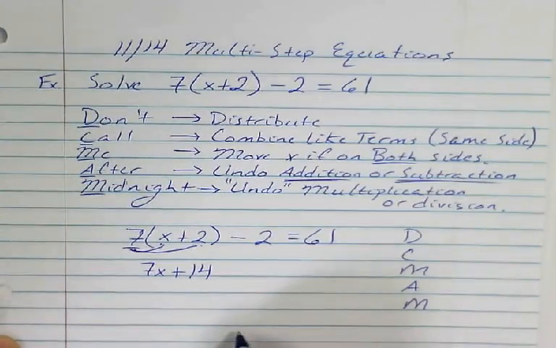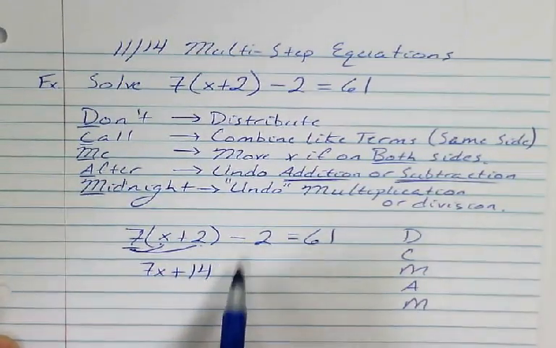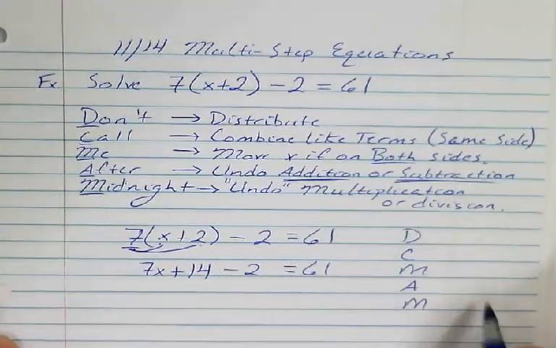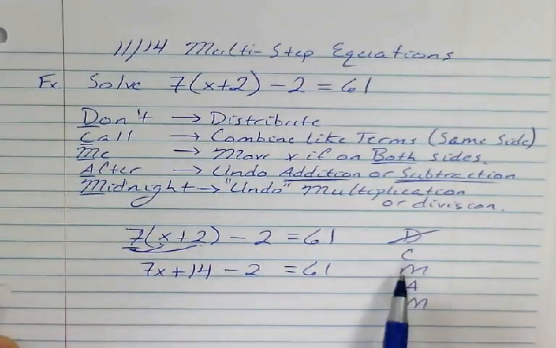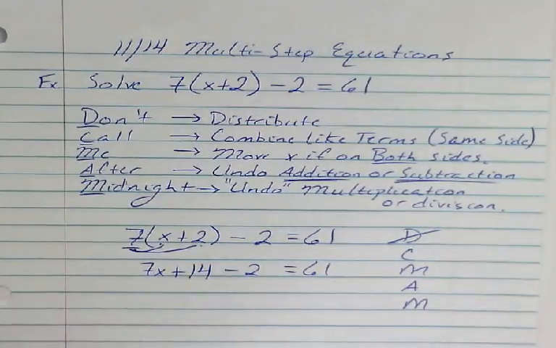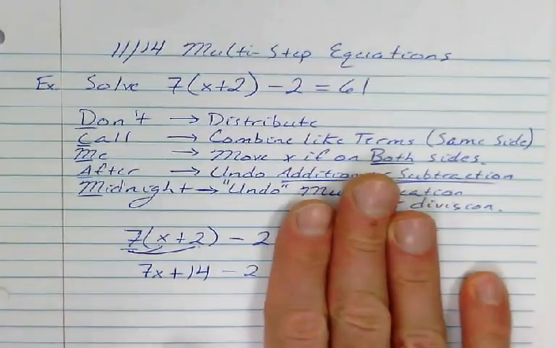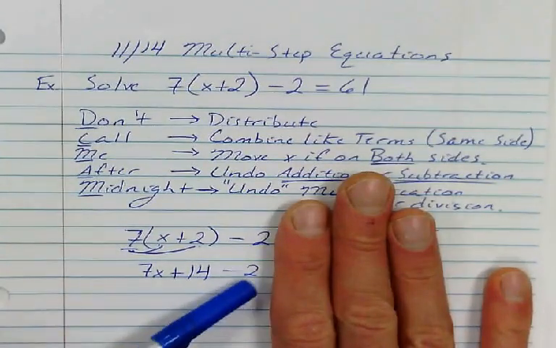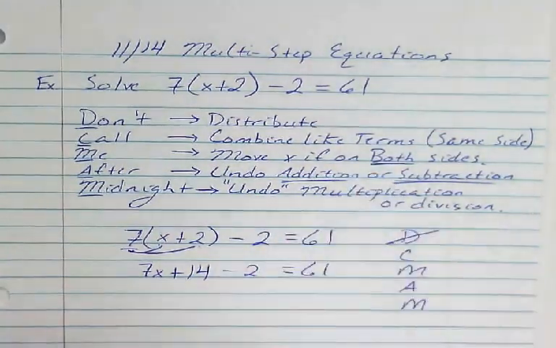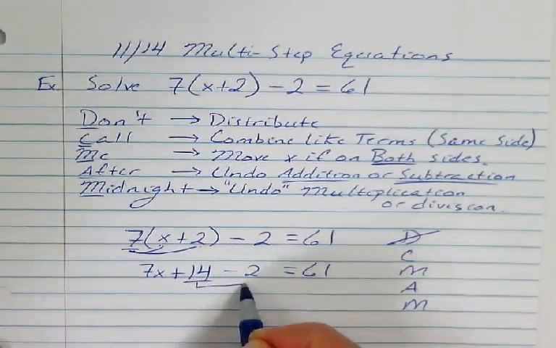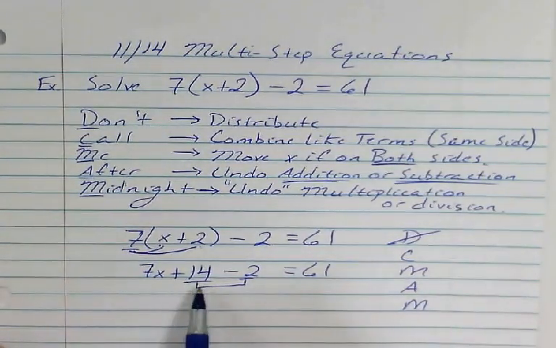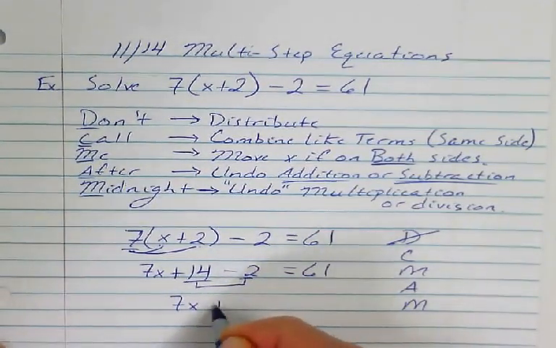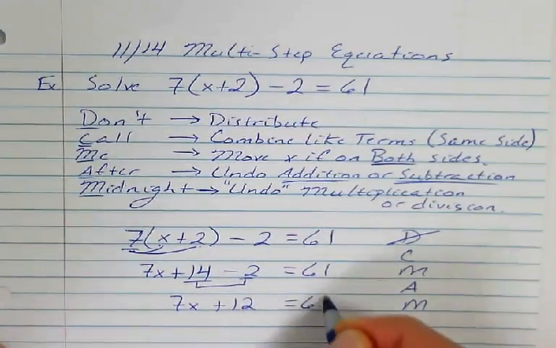Once you distribute, you drop everything down exactly as is. So we have minus 2 equals 61. Distributing is done. Now combining is for the same side. So I cover up one side at a time and I look at the left side. Do we have like terms? Yeah, we have 2 constants. We have 14 minus 2. Last unit we would shade them and combine them. 14 minus 2 is just 12. So on the left, we have 7x plus 12 equals 61.